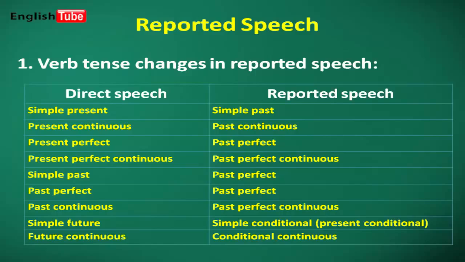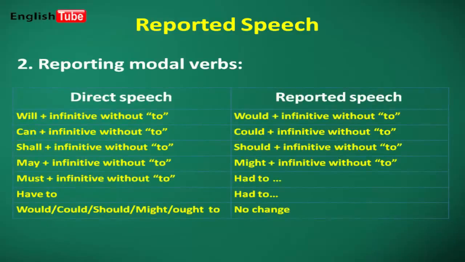Great. Let us move on right now to have a look at the changes that occur at the level of what we call modal verbs. Reporting modal verbs. In direct speech, you may have certain modal verbs. For example, will, can, shall, may, must, have to, and so on. If you have will, of course, will plus the infinitive without to, then in the reported speech it becomes would, the past form.